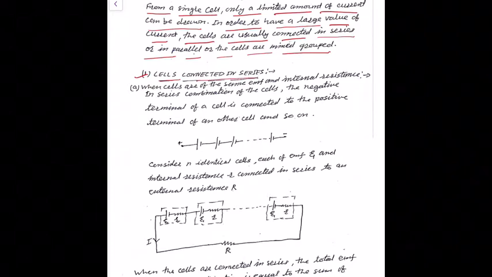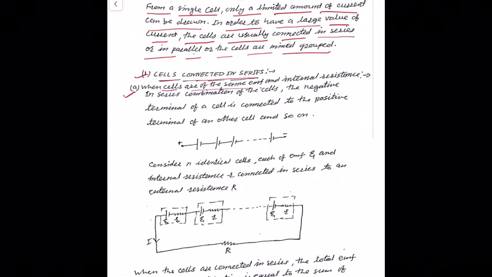First, cells connected in series. A: when cells are of the same EMF and internal resistance. In series combination of the cells, the negative terminal of a cell is connected to the positive terminal of another cell, and so on, as shown in the diagram.